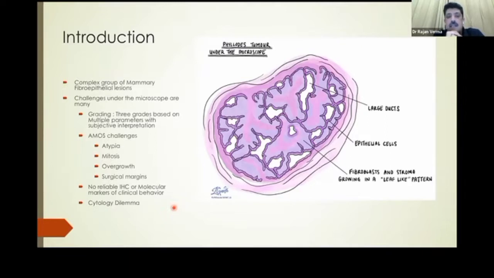Of course, there are again the AMOS challenges which we have discussed in the previous discussions, which comprise atypia, mitosis, overgrowth, and surgical margins, which are all challenging at the moment. Again, it has subjective conclusions in all of them, which we would like to avoid in the following discussion. There are no reliable IHC or molecular markers of clinical behavior or statistical importance. That is to be known. And in cytology, it becomes a greater difficulty to distinguish phyllodes from all these entities, which we'll be discussing further on.